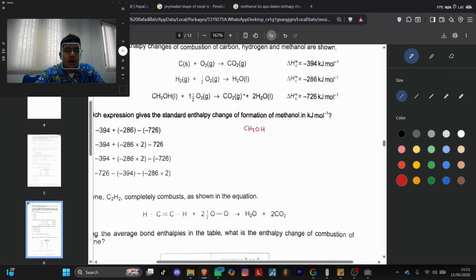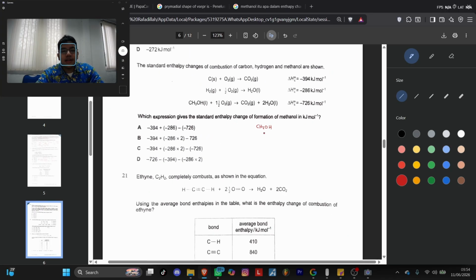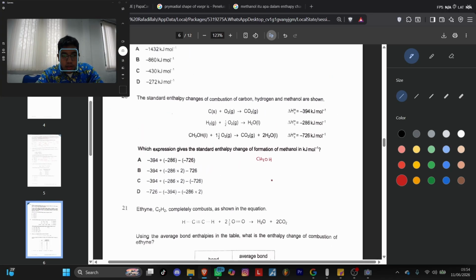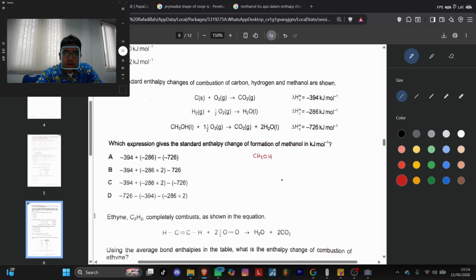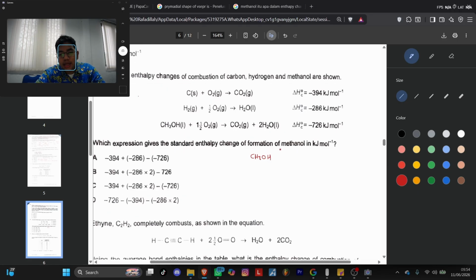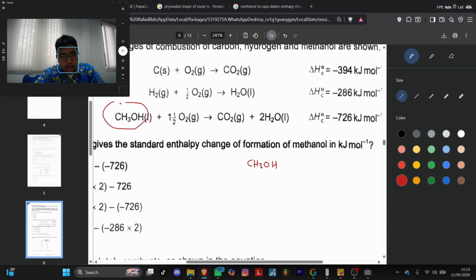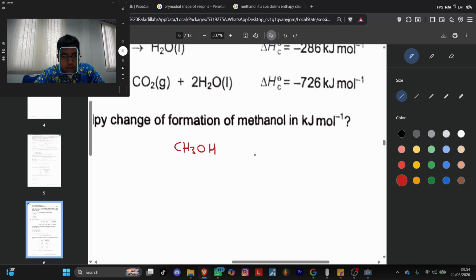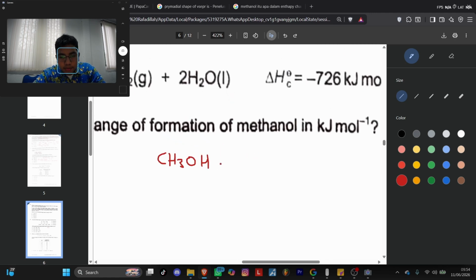Okay, so we want to solve this question using Hess's law. What is Hess's law? Hess's law is that energy cannot be created or destroyed, so it can be transferred but cannot be destroyed or created. Now we want to search the standard enthalpy change of formation of methanol. We know this is methanol, right? So we need to make an equation for the formation of methanol.